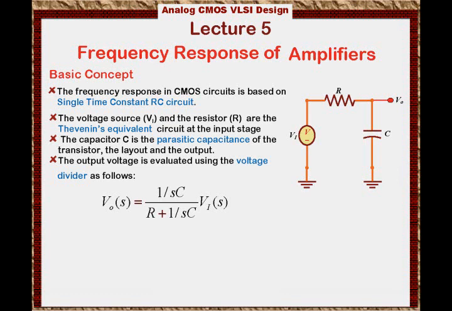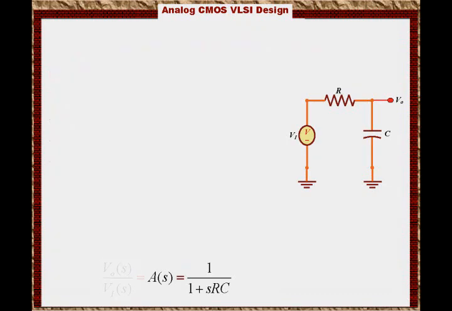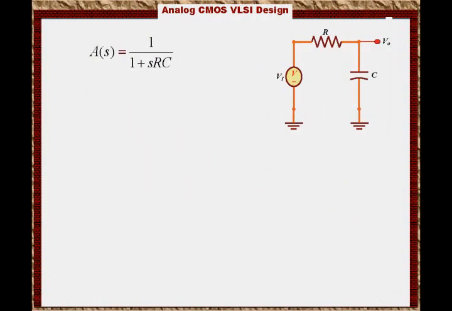Now by multiplying SC on the top and the bottom, we can see that Vout of S will equal 1 over 1 plus S times RC times VI. And if I take the output over the input ratio, which is Vout of S over VI of S, this is basically the gain of the circuit A of S, and that will equal 1 over 1 plus SRC. And that is very exciting. So now we know the gain of this particular circuit in the frequency domain. It's nothing but a voltage divider.